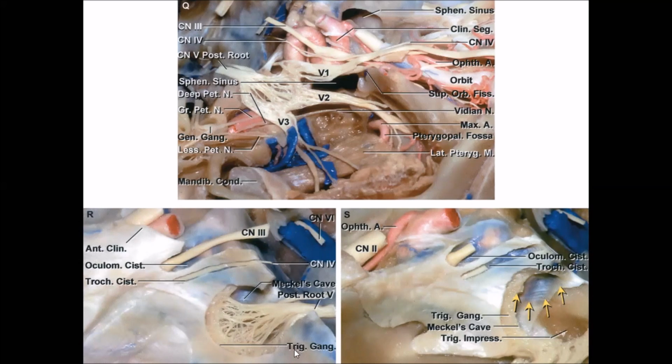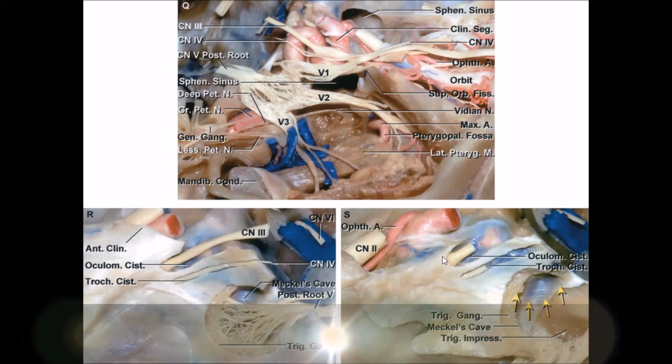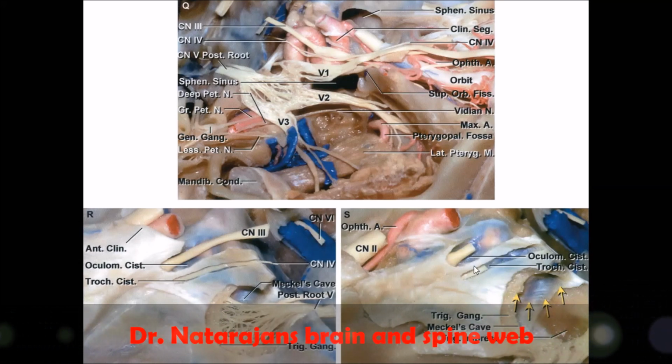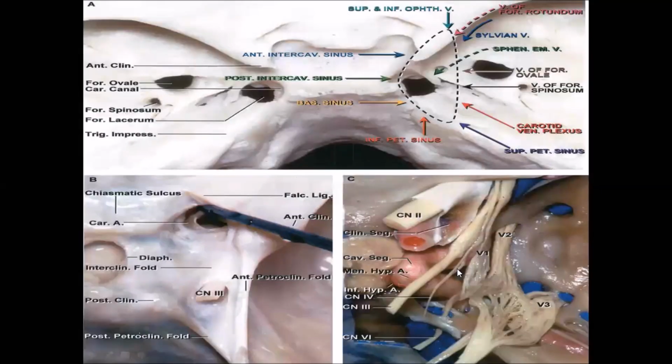The dural reflections and the tentorial edges are shown, and after removing the ganglia, this is the trigeminal ganglion. After removing the ganglion, this is the anatomy. So these are the oculomotor system, then the trochlear system, through which the third and fourth nerves enter the roof of the cavernous sinus.